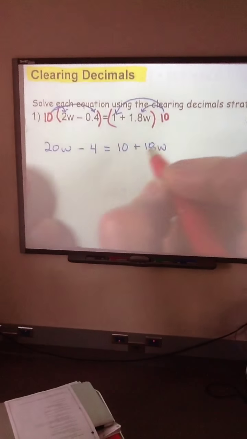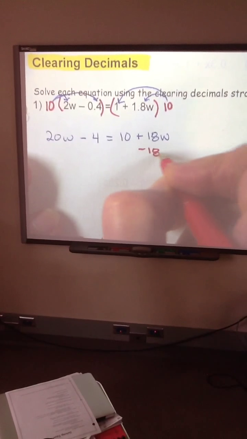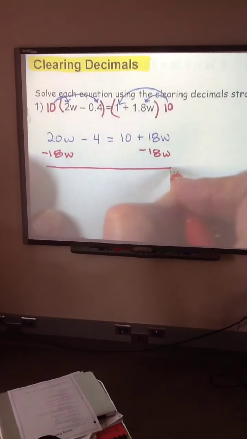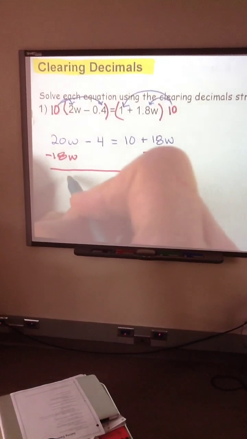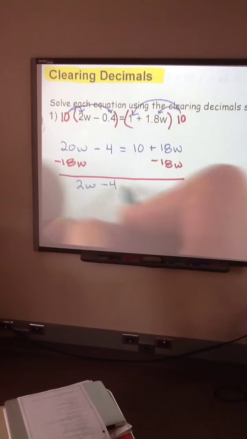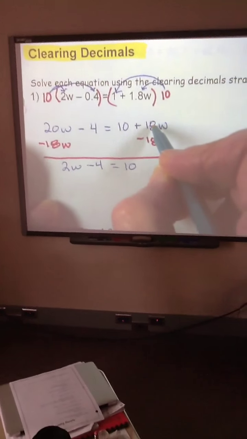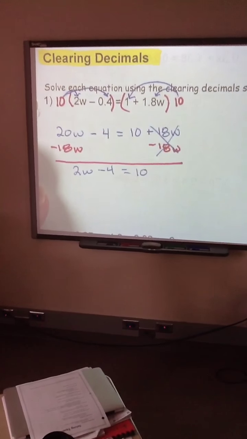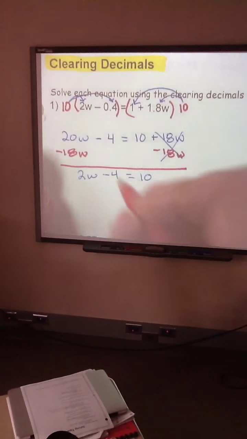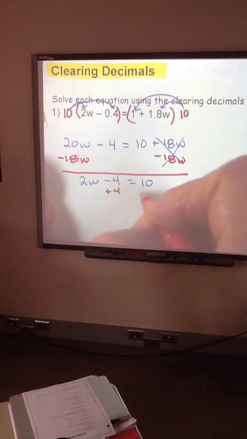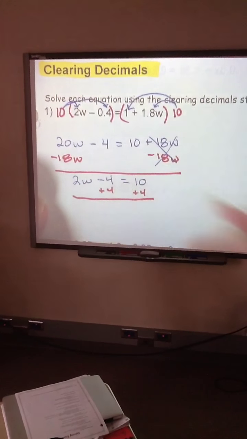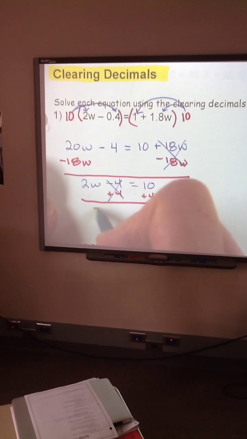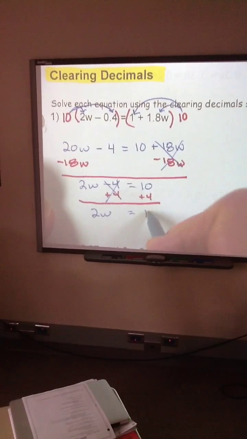So we could start by subtracting 18w on this side and subtracting 18w on this side. What that does is that gives me a 2w minus 4 equals 10, and the plus 18w and the minus 18w get eliminated. I would then add 4 to both sides. And the minus 4 and the plus 4 again get eliminated, leaving me with 2w equals 14.